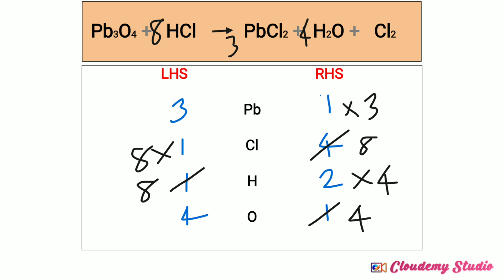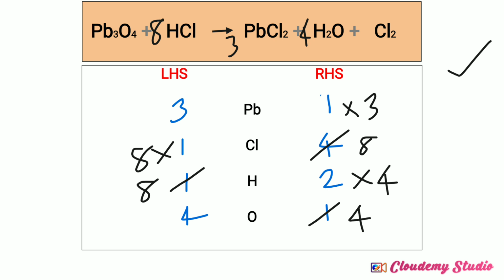Now let's check once again the number of atoms on both sides. Lead, on both sides 3 atoms. Chlorine, on both sides 8 atoms. Hydrogen, on both sides 8 atoms. Oxygen, on both sides 4 atoms. So all the atoms of the elements on the reactant side, the left hand side, as well as the right hand side, are equal. Therefore this equation is balanced.